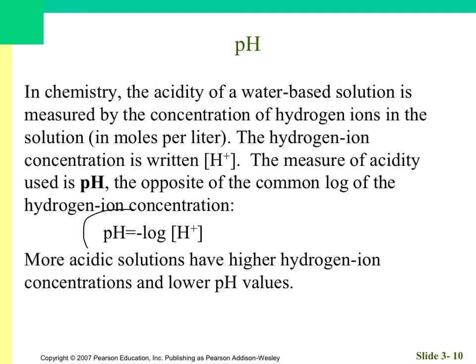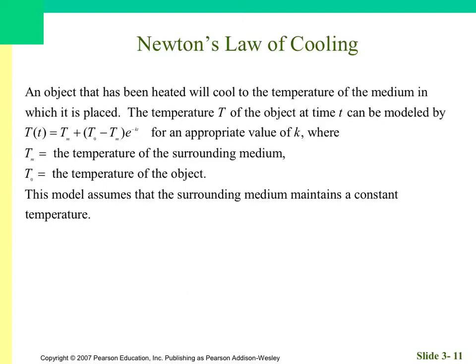pH. The measure of acidity used in pH is the opposite of the common log of the hydrogen ion concentration. This is all chemistry. Newton's law of cooling. So we're going to need to be able to use this as well, so make sure we copy that down.